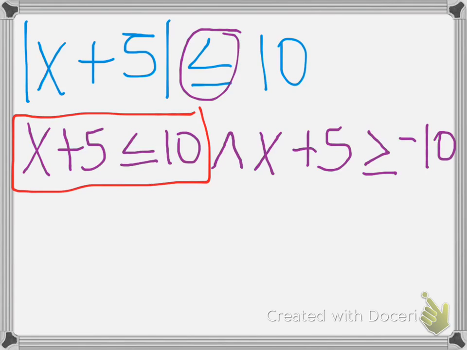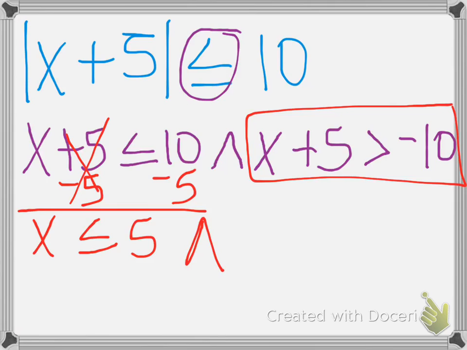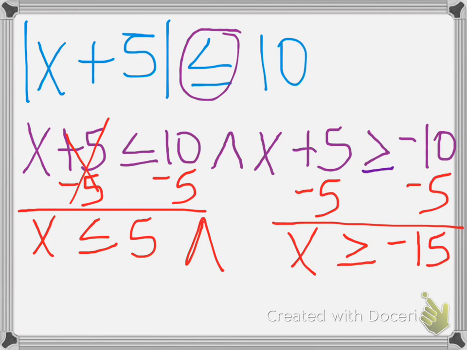We're going to go ahead and solve the left inequality. We solve that by subtracting 5 from both sides, which is going to leave us with x is less than or equal to 5. And now we're going to solve the right side inequality. For the right side, we still do the same process, subtract 5 on both sides. This time we're going to be left with x is greater than or equal to -15.